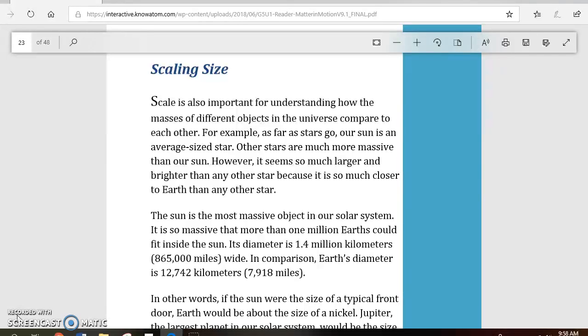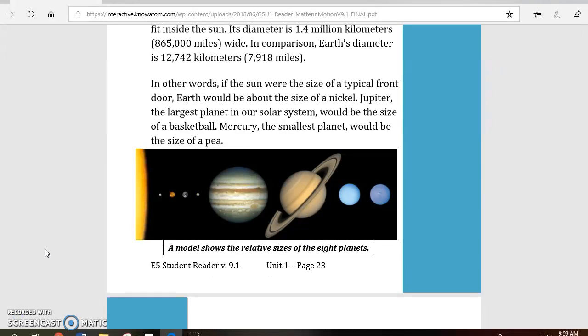Its diameter is 1.4 million kilometers, 865,000 miles wide. In comparison, Earth's diameter is 12,742 kilometers, or 7,918 miles. In other words, if the Sun were the size of a typical front door, Earth would be about the size of a nickel. Jupiter, the largest planet in our solar system, would be the size of a basketball. Mercury, the smallest planet, would be the size of a pea. Caption: A model shows the relative sizes of the 8 planets.